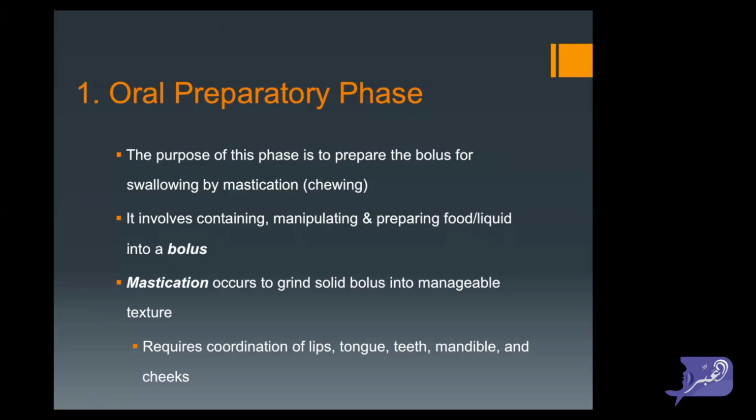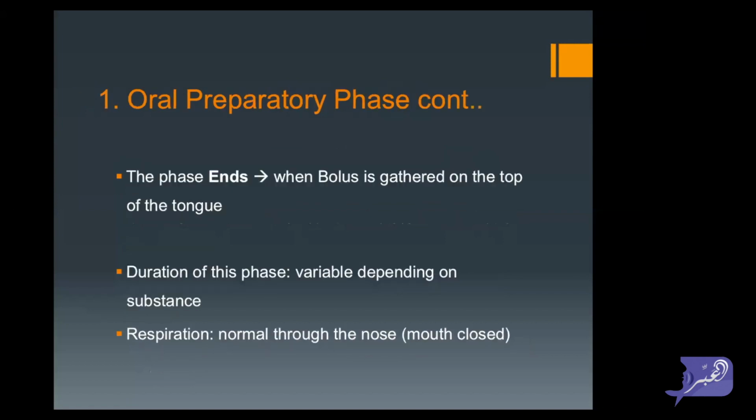Okay, so we know it's brisk, it's fast. A delay is significant. You can tell it will take longer than usual to, for example, manipulate something as easy as a liquid. But the active mastication here requires the lips, the tongue, the teeth, the mandible, the cheeks, lots of oral structures. And it ends when the bolus is gathered on the top part of the tongue, the dorsum part. And it really varies how long this phase is, depending on what it is that I've ingested. If it's a liquid, it's going to be faster. It will be a short phase versus if it's a solid.